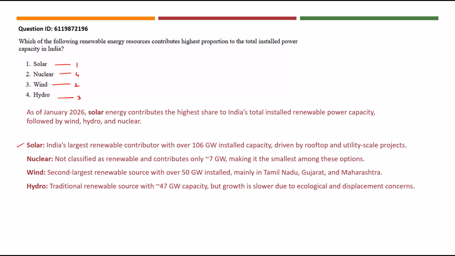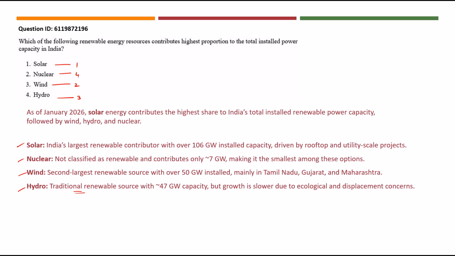Next we have wind, the second largest renewable resource with over 50 gigawatts installed mainly in Tamil Nadu, Gujarat and Maharashtra. Next we have hydro, traditional renewable source with approximately 47 gigawatts capacity, but growth is slower due to ecological and displacement concerns. Almost wind and hydro are getting nearer, but even then it's the traditional source. We are now relying more on solar rather than hydro. Hydro is water. And the final one will be nuclear.